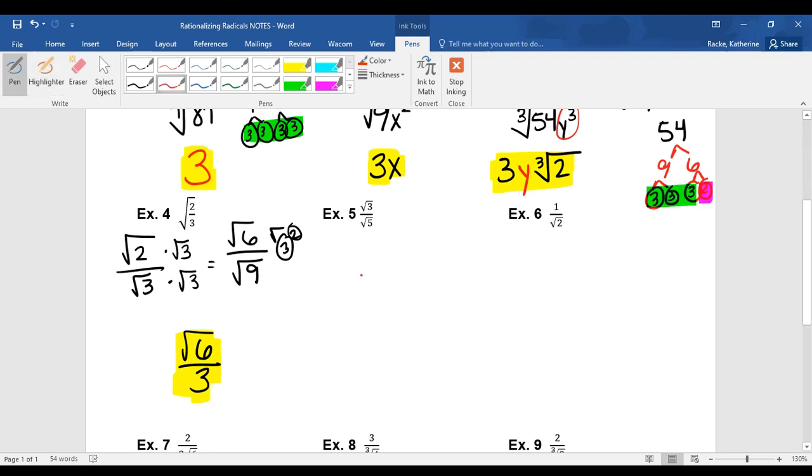Same kind of thing, example 5, I have the square root of 3 over the square root of 5, so I'm multiplying my numerator and denominator by the square root of 5.